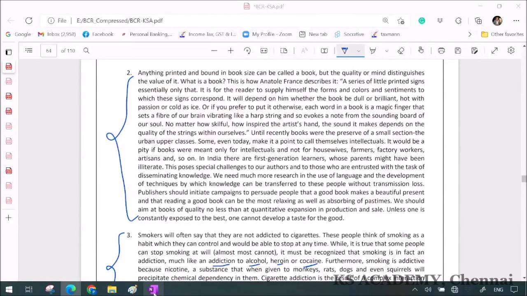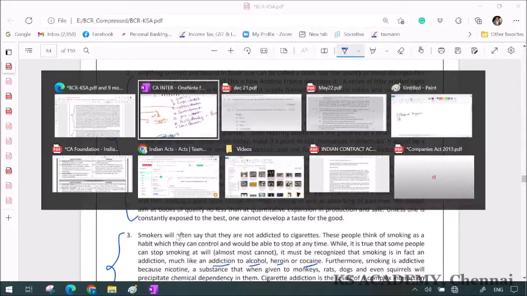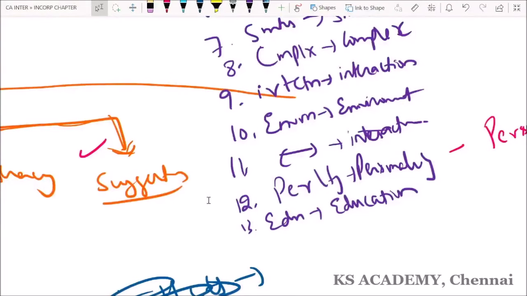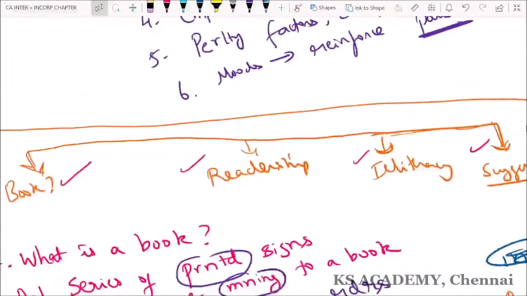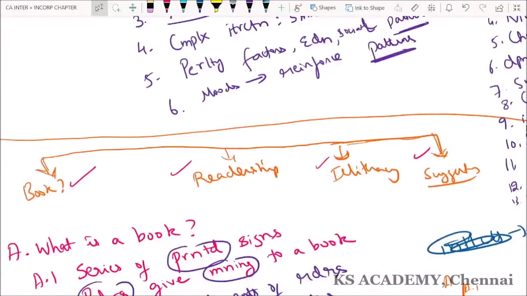Just to give you a hint, there are 4 things that you can see here. One is about what is a book. Second is what is readership of the book. Third one is if you are illiterate, you obviously cannot read a book, and what are the problems faced. And fourth one is the author is giving suggestions. So you can divide this into 4 parts: what is a book, readership, the illiteracy point, and the suggestions. So please do it.